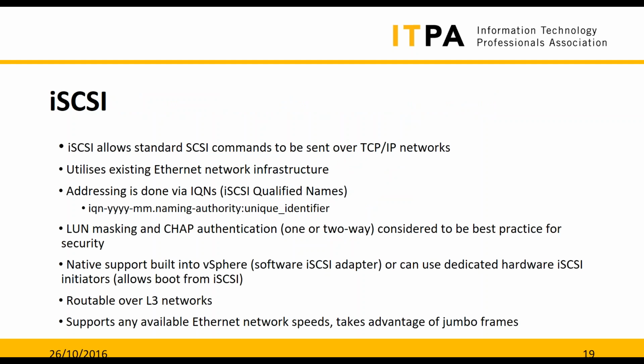iSCSI. iSCSI allows the standard SCSI command set to be sent over TCP/IP networks. So it actually relies on IP addresses. And so each one of your endpoints will have an IP address, and the traffic is routed and it sits on layer 3 between your endpoints. So it utilizes existing Ethernet network infrastructure.